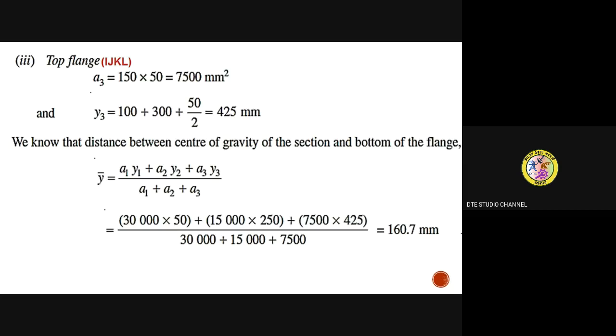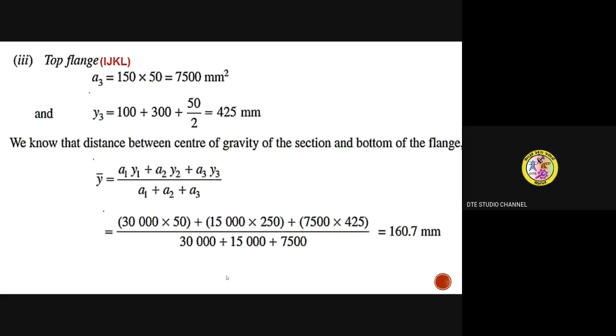Based on that, we need to locate these coordinates, X bar or Y bar. In this case, it is symmetrical to the YY axis, so we calculate only the Y coordinate, that is Y bar. Then we have located this centroidal point on the YY axis at a distance of 160.7 mm. The whole area of this I section, that is 52,500 millimeters square, is assumed to be concentrated at this point.